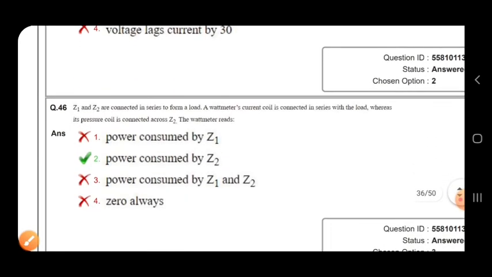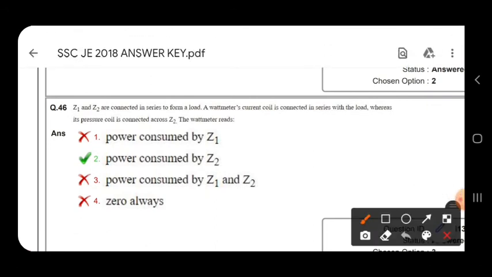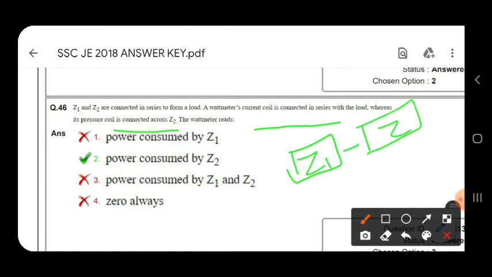So next is question 46, friend. If Z1 and Z2 are connected in series to form a load, a wattmeter current coil is connected in series with the load, whereas its pressure coil is connected across Z2. So Z1 and Z2 are connected in series. Let's imagine this is Z1 as a load and Z2 as a load, both in series.